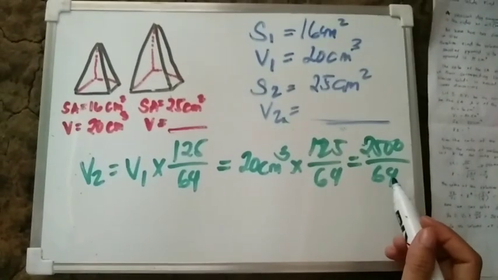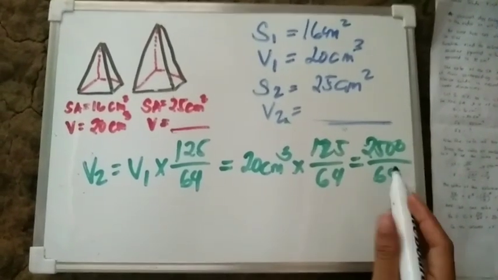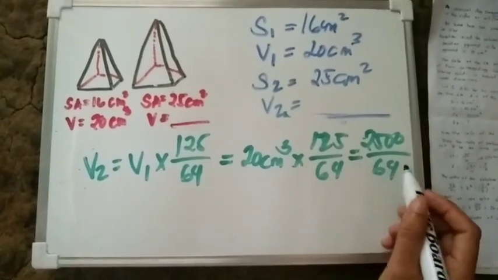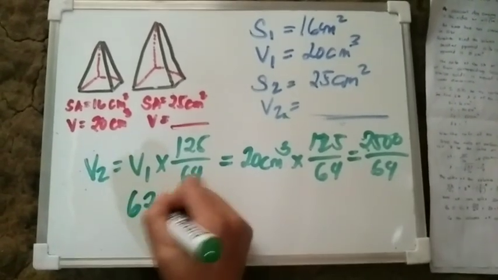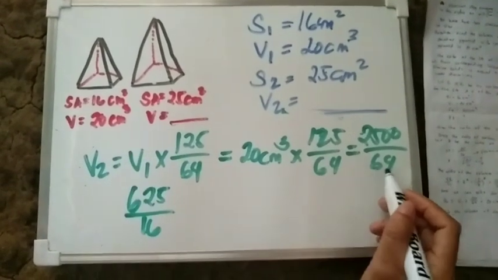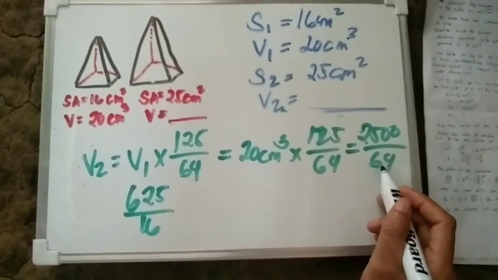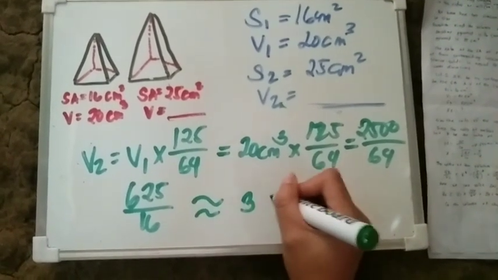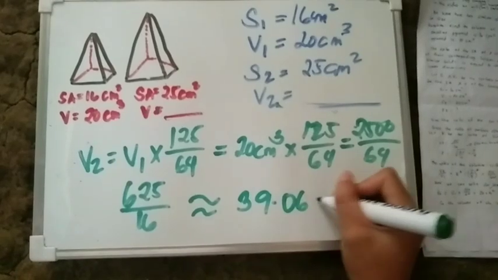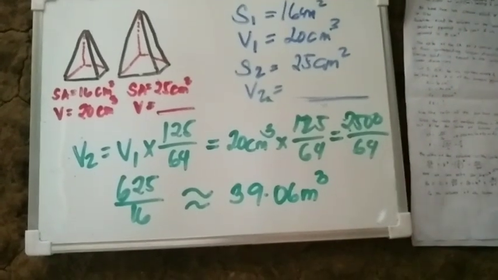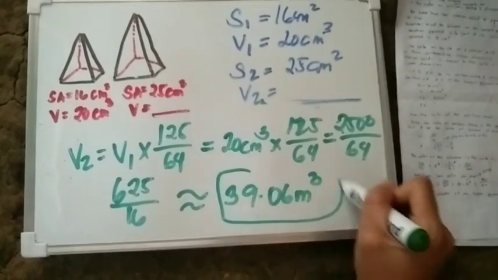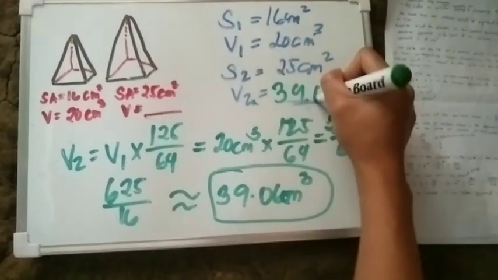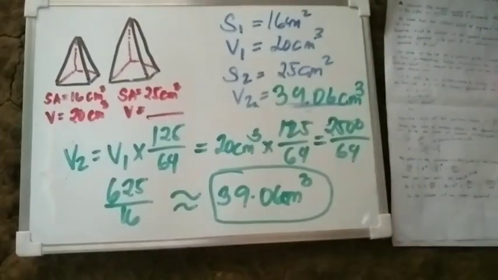To simplify this one, we will divide by 4. So 2,500 divided by 4 is equal to 625, and 64 divided by 4 is 16, so 625 over 16, or approximately 39.06 centimeters cubed. So the volume of the larger pyramid is approximately 39.06 centimeters cubed. So that is our volume 2.